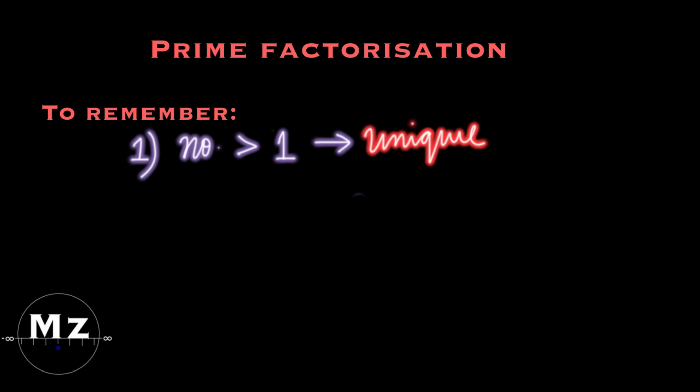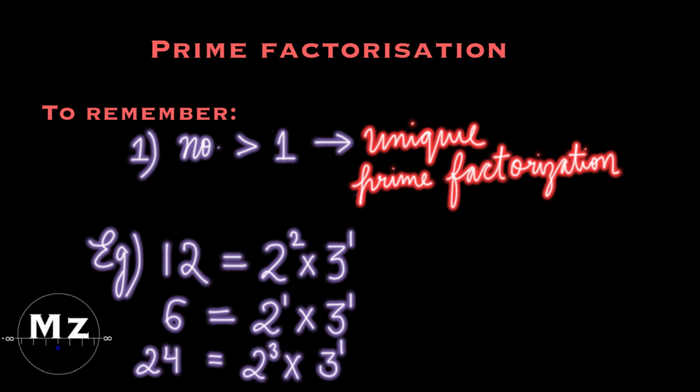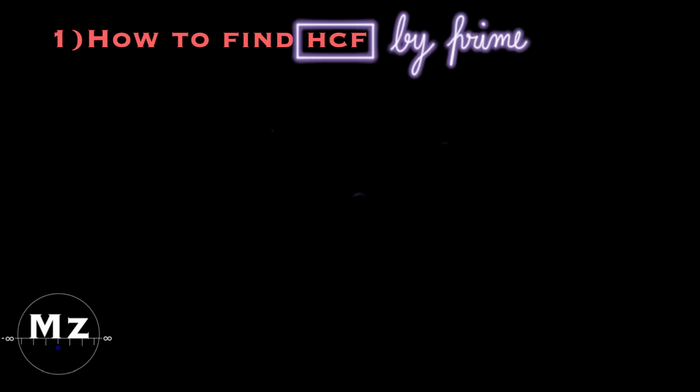Now, there are two important points to remember here. The first one is that every number greater than 1 is either a prime or it has a unique prime factorization. You can take a look at the examples below. Now, let's go back to finding the HCF.